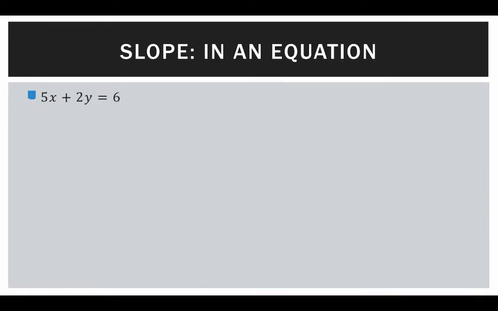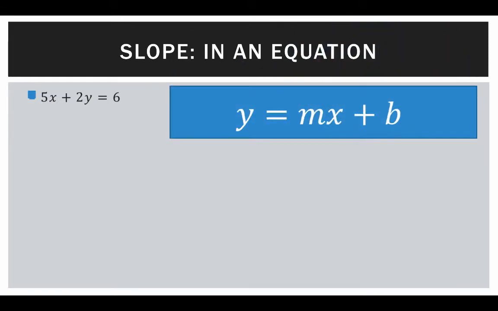Last but not least, solving for slope in an equation. If you have a form that's already in the y equals mx plus b form, you're good. You don't have to do anything. You just have to identify where the slope is. Remember that m is the slope. But our goal is to get it into this y equals mx plus b form. So when we look at that, m is our slope and b is our y-intercept.